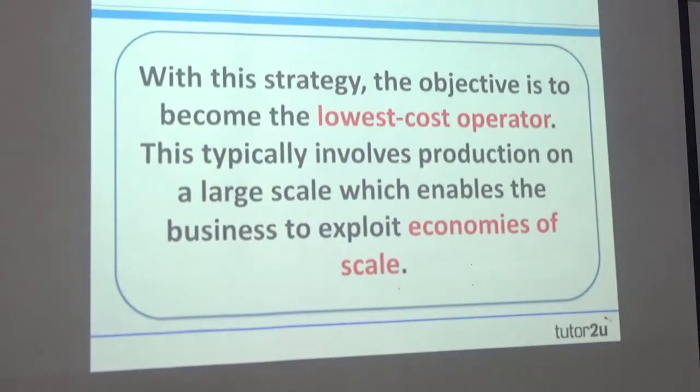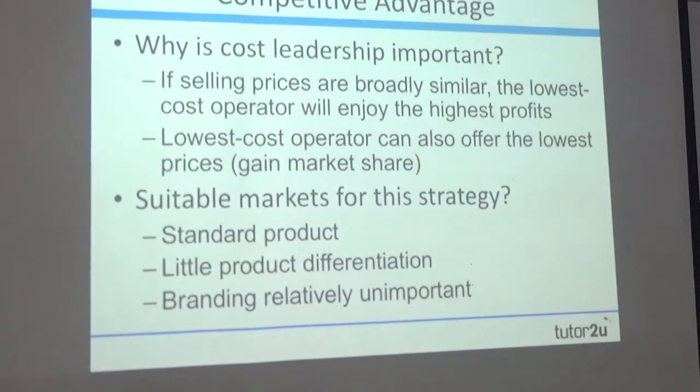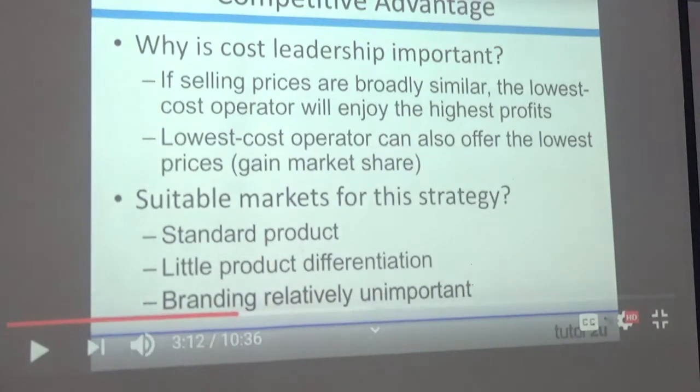With low cost, the objective is to try to become the lowest cost operator in the market, in the industry. Typically, what this involves is organising the business in such a way that it's able to achieve economies of scale. You'll remember from our revision video on economies of scale that these arise when unit costs fall as output increases. Economies of scale are a common feature, but not the only feature, of successful low-cost businesses. Low cost is potentially a very important and powerful source of advantage because, if selling prices in the market are broadly similar, the business able to operate at the lowest costs will enjoy better profits per unit sold than the rest of the industry or competitors. Standard product, branding relatively unimportant: rice, toilet paper, whatever.